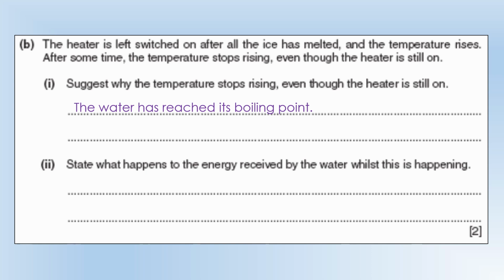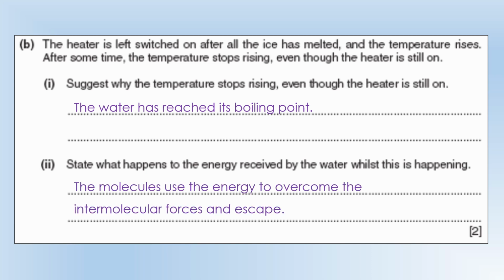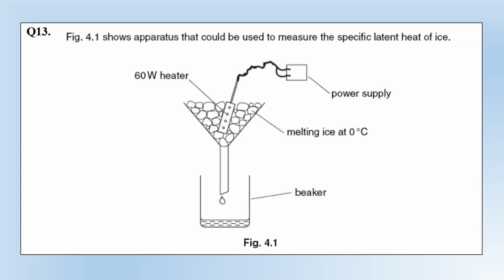State what happened to the energy received by the water whilst this is happening. So the molecules use the energy to overcome the intermolecular forces and escape. So that's why temperature isn't rising anymore. So they're using the energy to escape instead of using it to increase the average kinetic energy, essentially. So the diagram shows the apparatus that could be used to measure specific latent heat of ice. So we've just got a heater, some ice that's melting, and we've got a beaker to collect the water that's changed state.